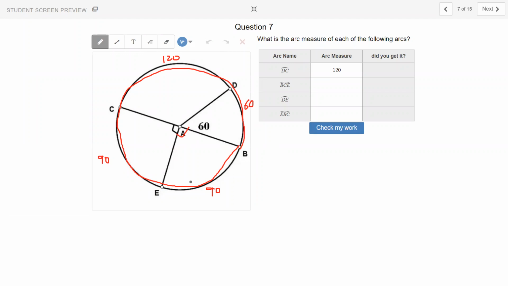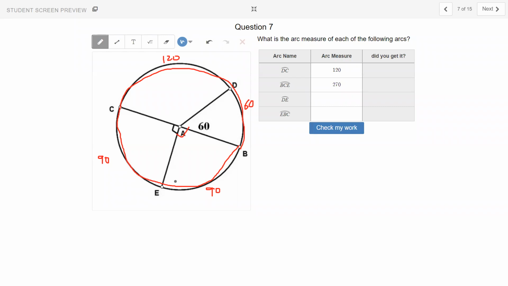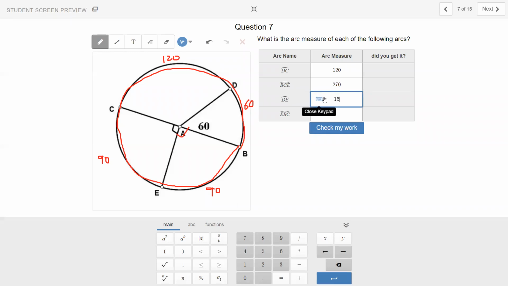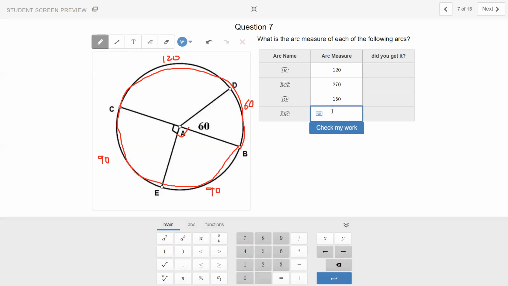BCE, so we're going from B to E, but we're going the long way through C. So that one's going to be 60 plus 120 plus 90. It's this entire arc here. Right? It's this arc here around the outside. Right? So that's 180 plus 90, that's 270. Okay, DE is going to be this minor arc here. That's 60 plus 90 is 150. And then E to C, but we're going through B. So that's 90 plus 60 plus 120 should be, again, 270.